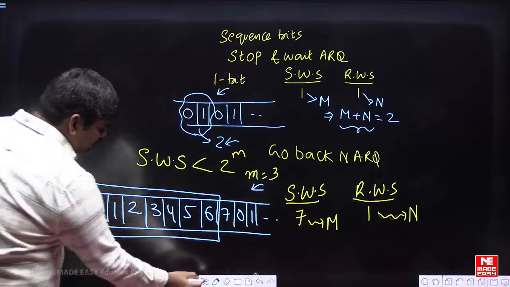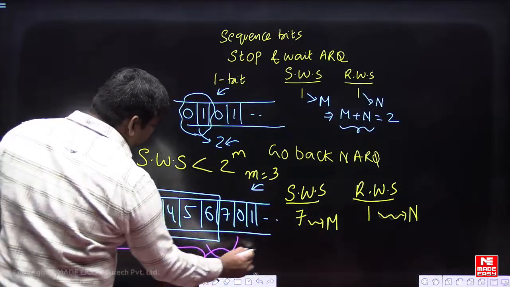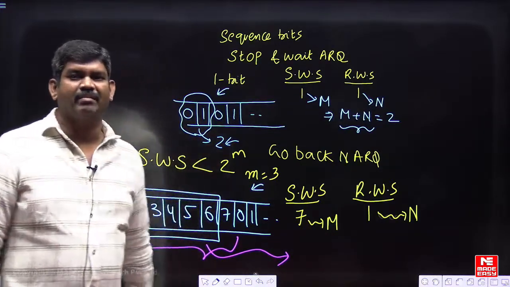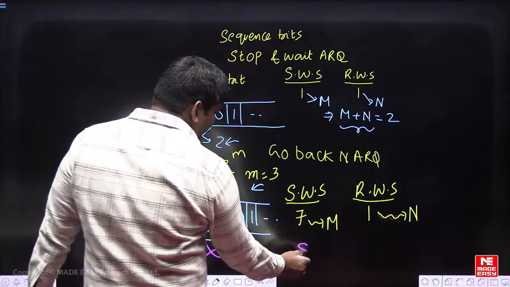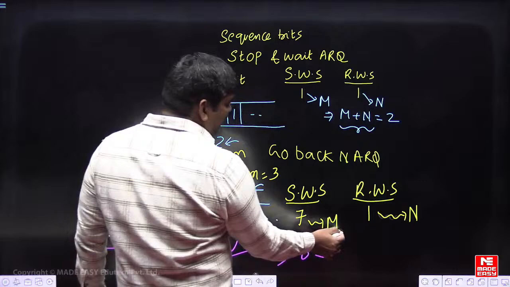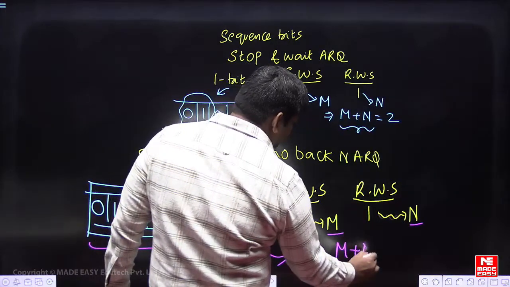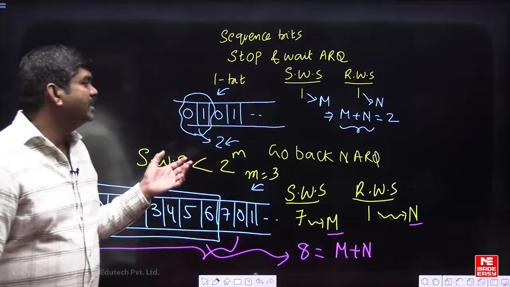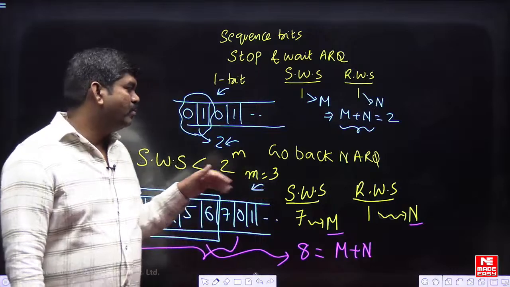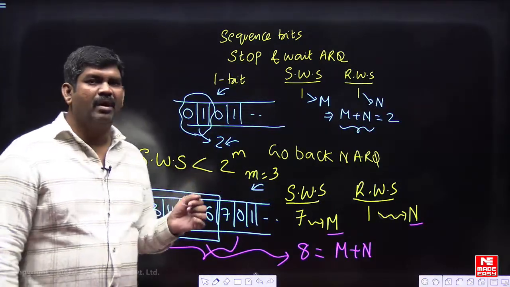But have you observed one important criterion here? The sequence numbers participating here, 0 to 7, are 8 distinct sequence numbers. So what is the sender window size? It is m, the receiver window size is n, so it is m plus n. The basic idea is that whether you go for any ARQ protocol, be it Stop-and-Wait ARQ, Go-Back-N ARQ, or Selective Repeat ARQ, this condition will always hold good.